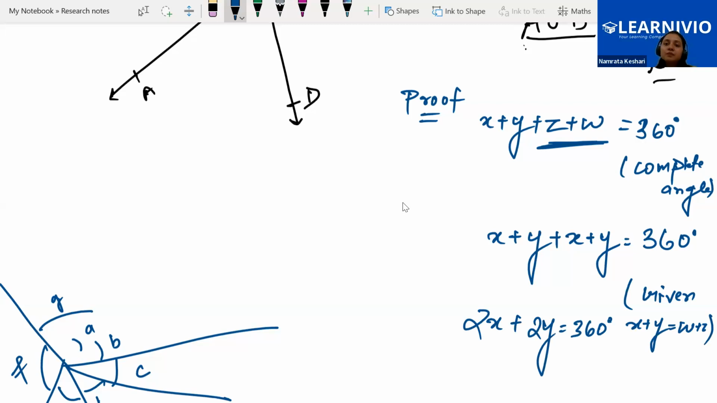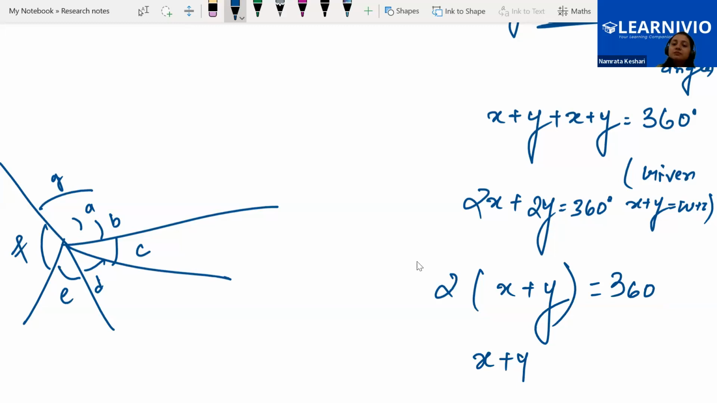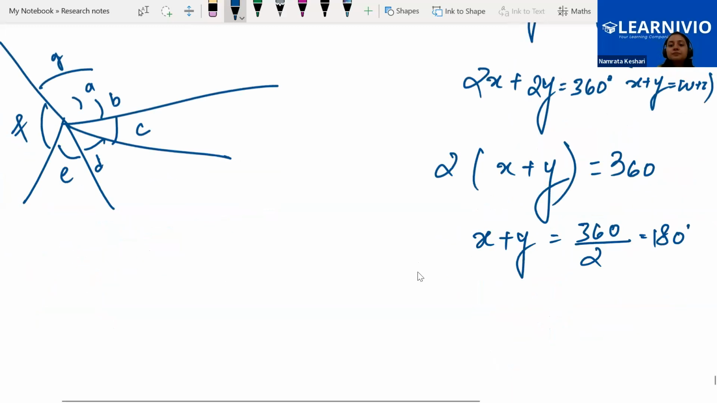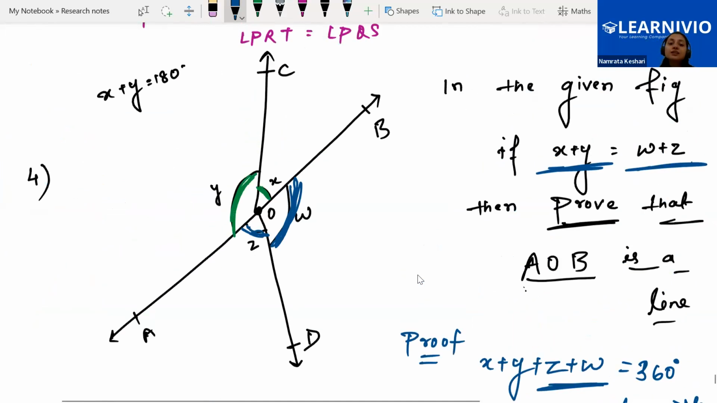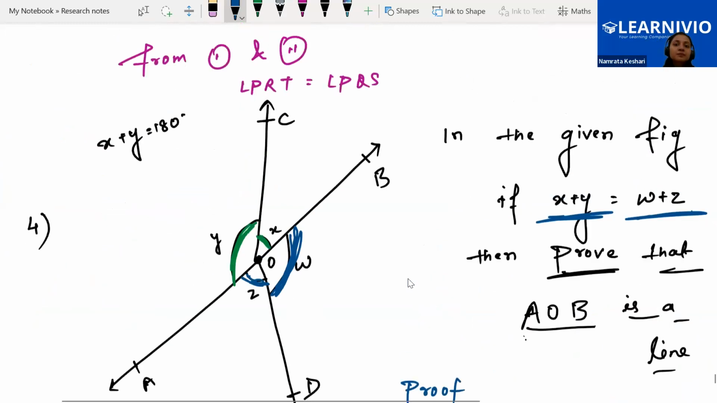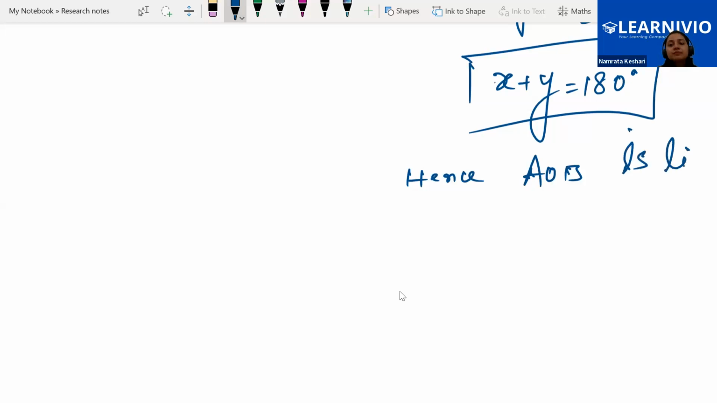What can be done from here? We can divide. 2 we can take out common, and divide, so x plus y is equal to 360 by 2, that is 180 degrees. X plus y is 180 degrees. That's what we wanted to prove, right? If we are able to prove that x plus y is 180 degrees, or maybe z plus w is 180 degrees, then we can say that AOB is a straight line, because these two are a linear pair. Now we can say that hence AOB is a straight line. Any confusion? No, ma'am.